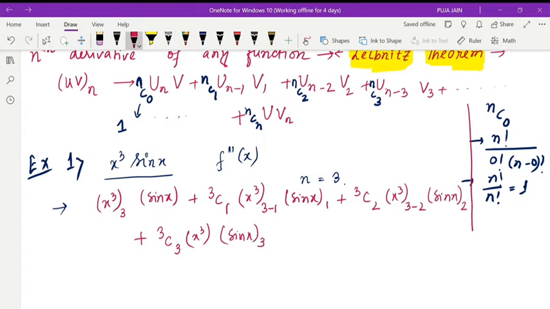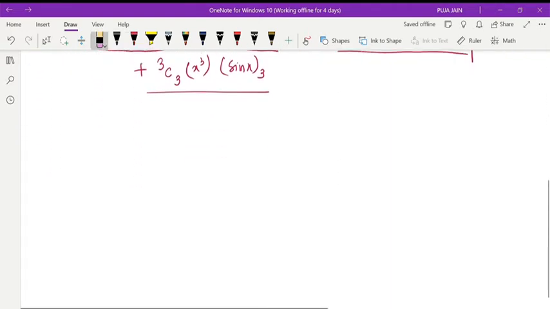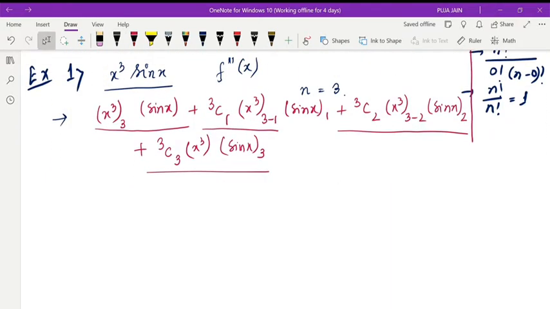Okay, now you can clearly check from the formula that these are the values we are getting. Now we will solve this. See what we are getting. The first term is x cube's third derivative. Now x cube's first derivative we will get 3x square, second we will get 6x, and third we will get 6. So this is the first derivative, second derivative, and third derivative. So we are getting 6.